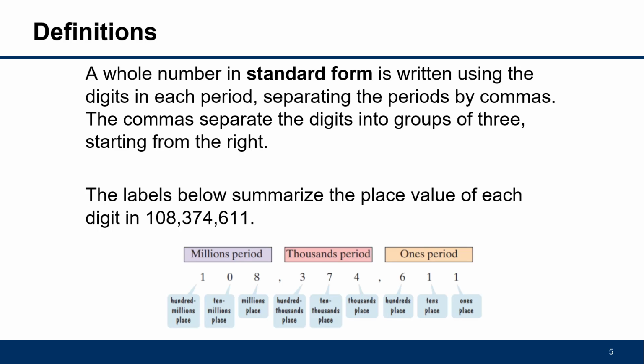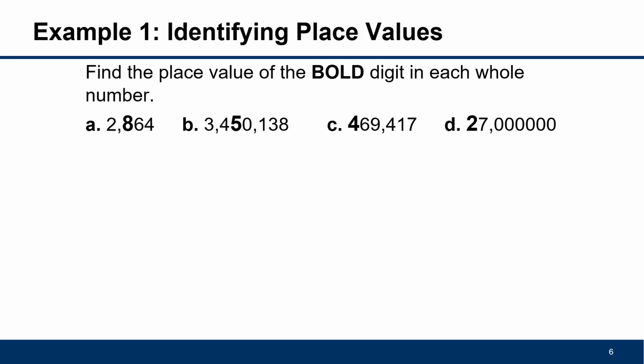So you can see that when you have that 108 in the millions, it represents the 100 millions place, the first one, and then the 0 is the 10 millions place, and then the 8 is the millions place. In the thousands period, the 3 is in the 100,000s, the 7 is in the 10,000s, and the 4 is in the thousands. So you can see this pattern repeats: hundreds, tens, and then just singular, or whatever the period is. The last one, of course, is hundreds, tens, and then ones, because we're in the ones period. So that's what helps us understand the pattern of how we can speak these numbers.